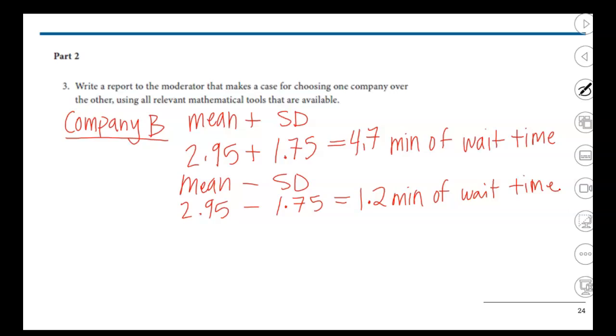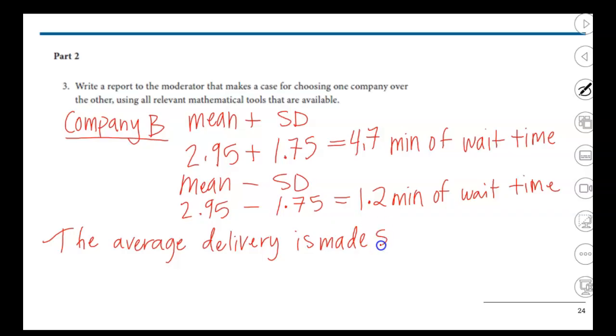So the average delivery for company B, so this is the words part. Average delivery. And again, I modeled this for you for company A, so you should already have this done. The average delivery is made sometime between, okay. And then before we write the rest of the sentence, let's look at our actual wait time.